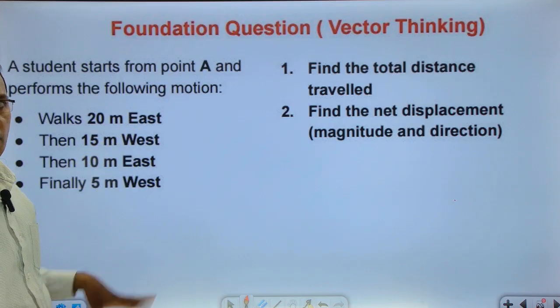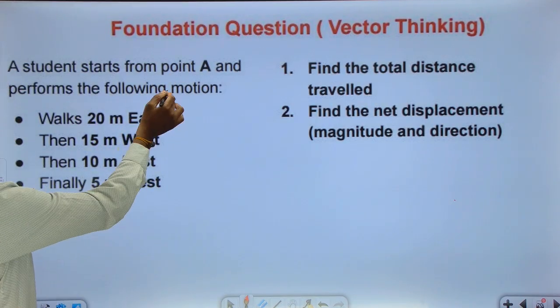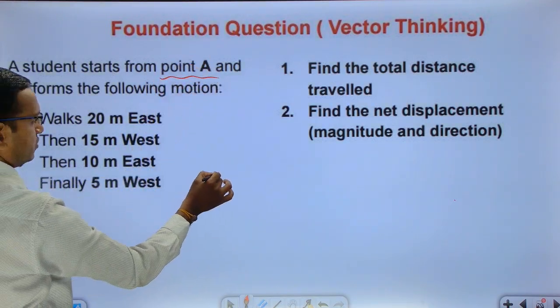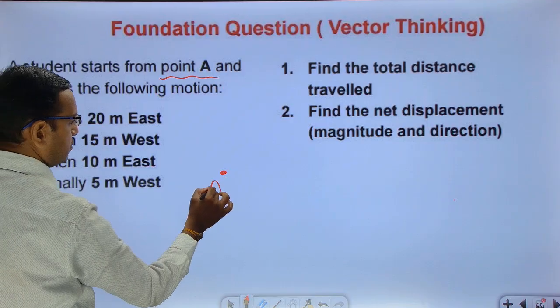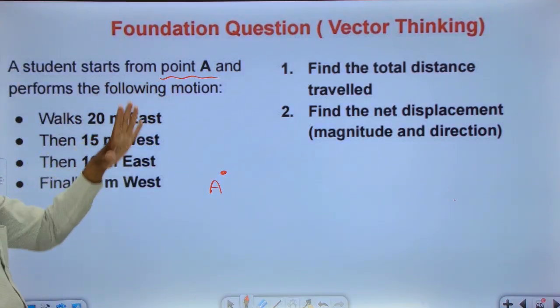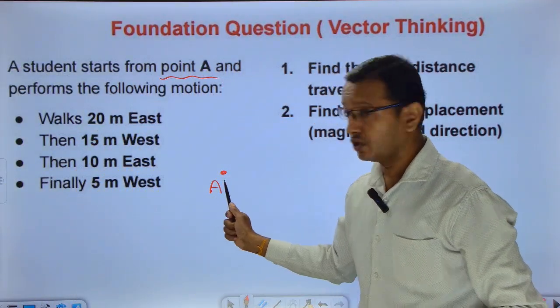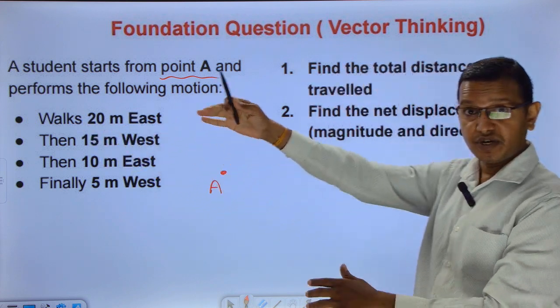A student starts from point A. I'll just draw this figure, and he performs the following motion. The student is starting from A. He walks 20 meters east.